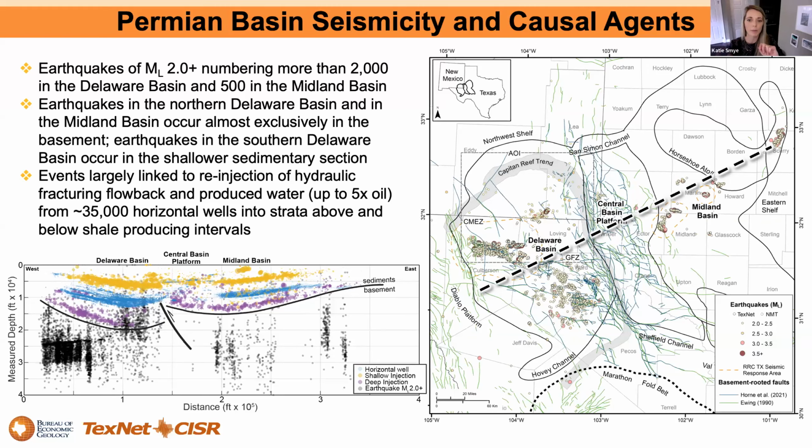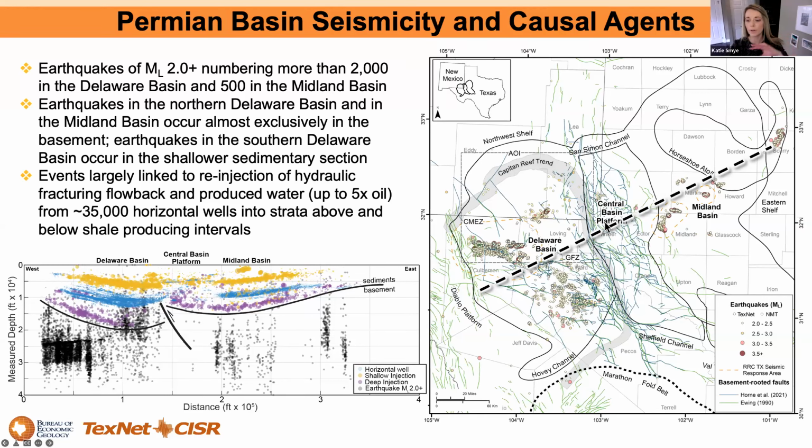and get to some more mechanistic analyses toward the end of the talk. But starting just with the earthquakes, you can see those mapped in the map on the right, again with the Delaware and Midland Basin separated by this basement core central basin platform uplifted. The earthquakes are sized and shaded by magnitude, and what you see is about 2,000 earthquakes of magnitude 2 and above in the Delaware Basin, and about 500 in the Midland Basin.